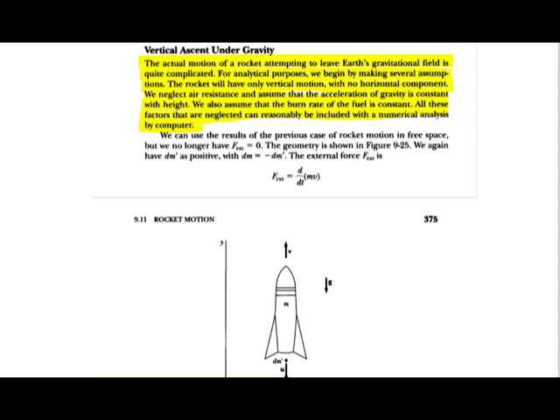The actual motion of a rocket attempting to leave Earth's gravitational field is quite complicated. For analytical purposes, we begin by making several assumptions. The rocket will have only vertical motion with no horizontal component. We neglect air resistance and assume that the acceleration of gravity is constant with height. We also assume that the burn rate of the fuel is constant. All these factors that are neglected can reasonably be included with a numerical analysis by computer.